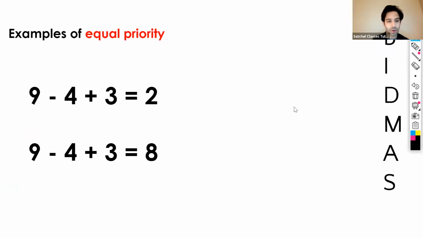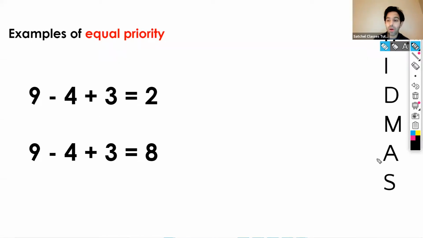So let's do an example here. Which answer do you think is going to be true? Think about what we talked about. You can pause the video and have a go at this. But if we talk about this idea of equal priority, what we would have to do is to follow the order from left to right.